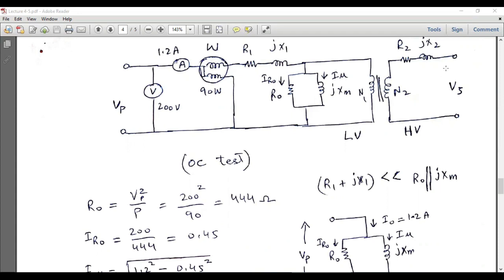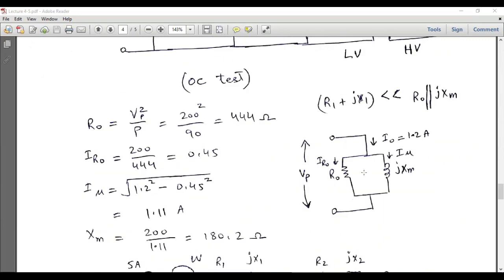And we know that when we have open circuit over here, then the parameters of this magnetization branch are much greater than the parameters of the series winding branch. So R1 plus jX1 is very less than R naught in parallel with jXm. So this branch can be neglected. So in that case, the approximate equivalent circuit of this transformer will have this primary voltage and this magnetization branch.